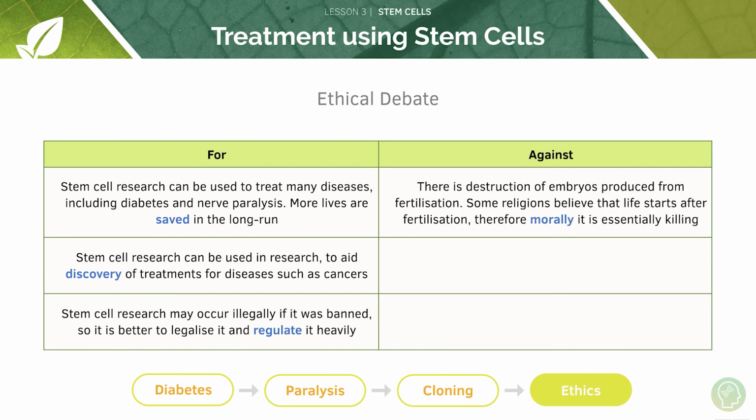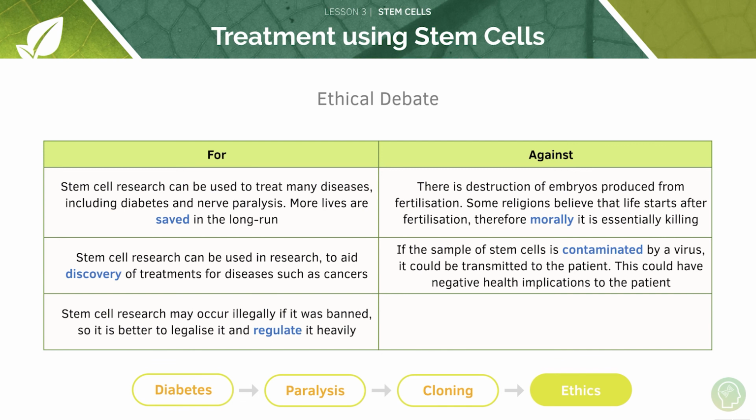So, if we're using embryonic stem cells, we're essentially destroying what could be a new life. Many religions believe that life starts after fertilisation. Therefore, if we're using embryonic stem cells, we're essentially killing a future human. So this is a big ethical debate that surrounds the use of stem cells. What gives us the right to kill people? And this is a common recurring theme throughout medicine.